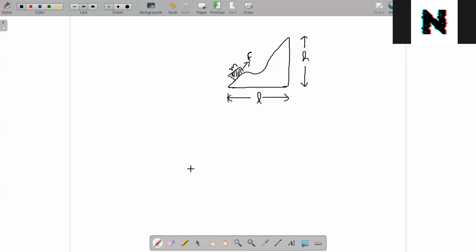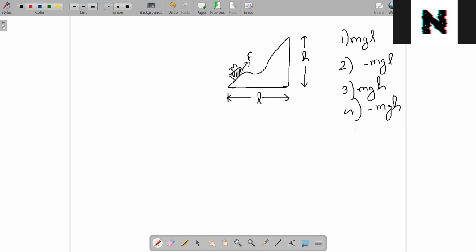Sir, we want options. Okay, let me give you options. Option 1, mgl. Option 2, minus mgl. Option 3, mgh. And option 4, let us say minus mgh. And option 5 is 0.